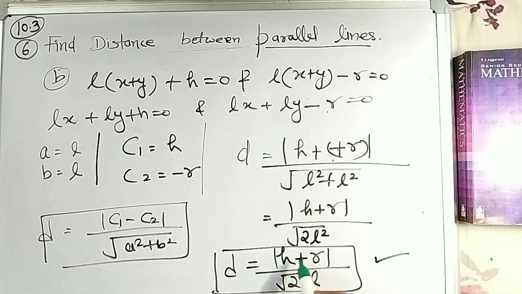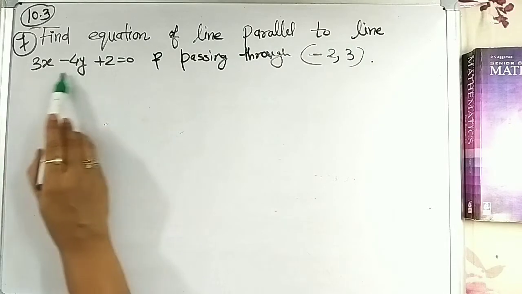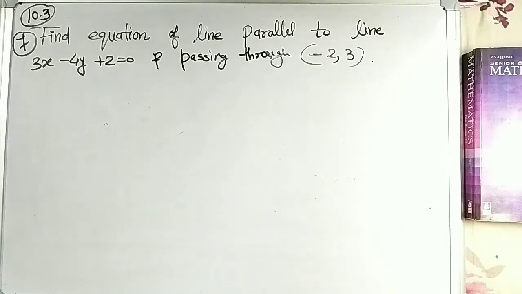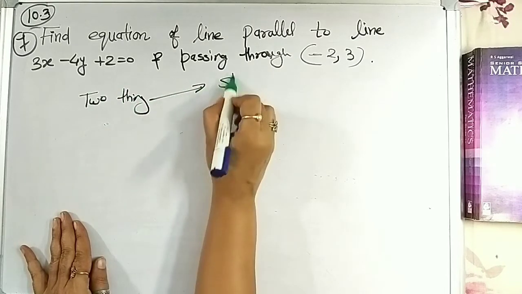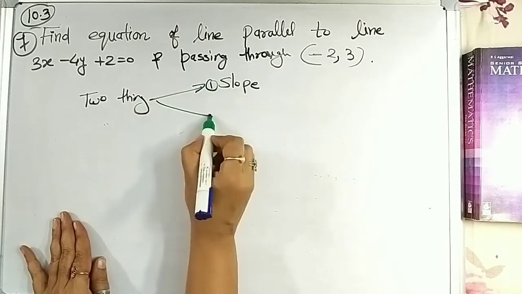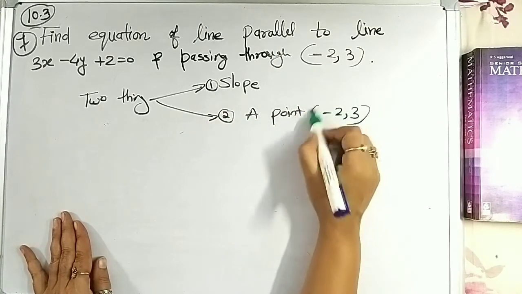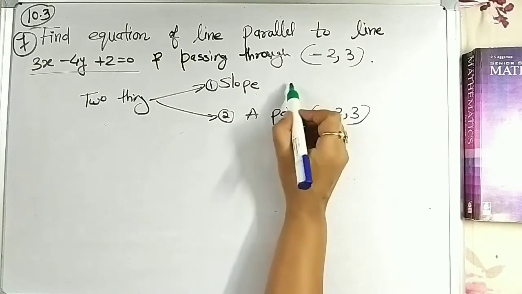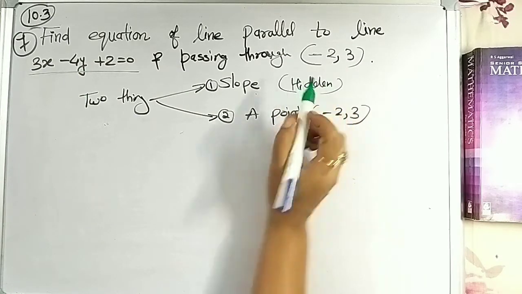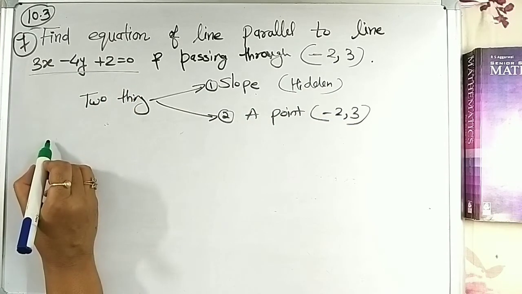Find the equation of a line parallel to this and passing through this point. So for the equation of a line, we need two things. What do we need? Usually we need the slope, first thing, and second thing, a point. So a point is given, guys, and the slope is also given in a hidden way. They are saying the line is parallel to this. So this is also provided a little bit hidden. We have to extract it. So if the line is parallel to this, from here we will extract the slope.